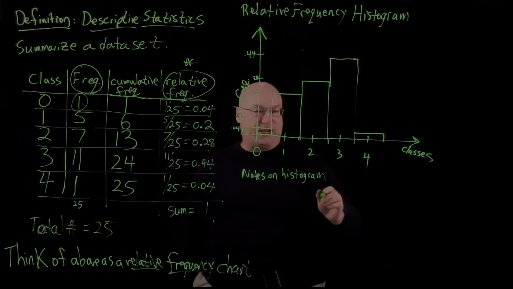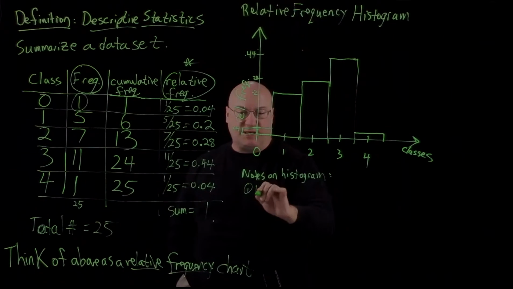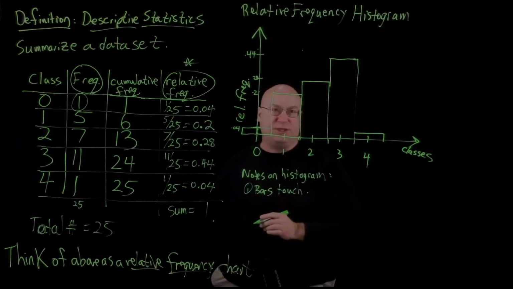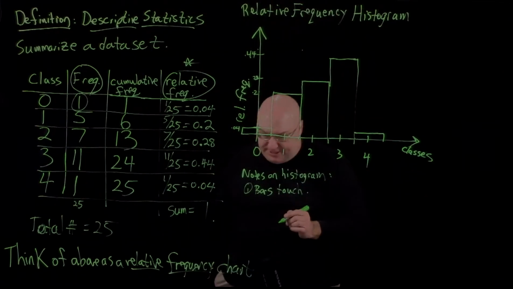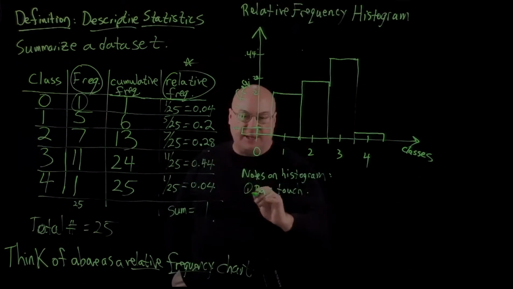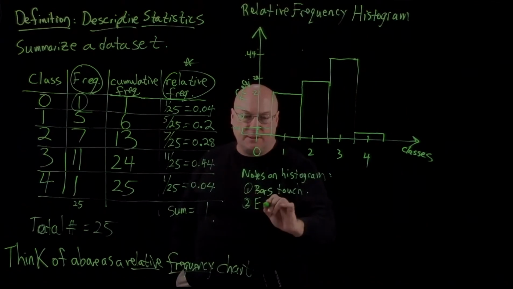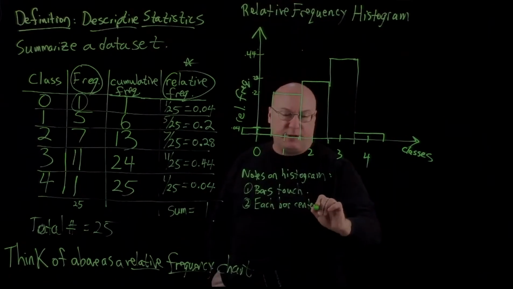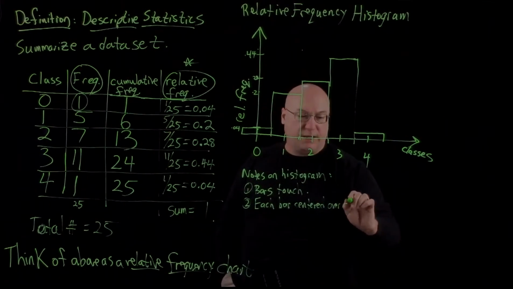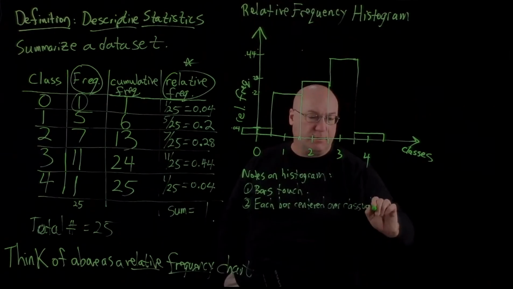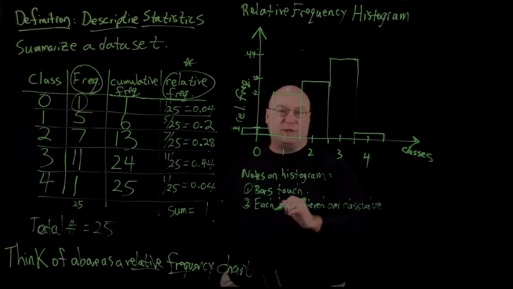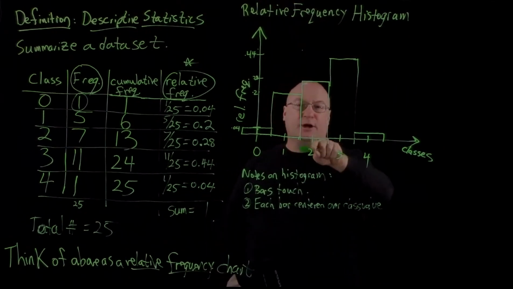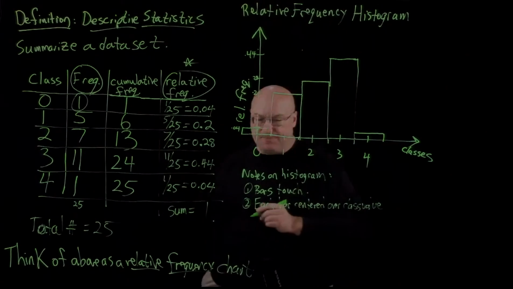The notes on this histogram, I want to point out 2 things. The bars touch. You always want the bars to touch. You don't want spaces between them. Also, each bar is centered over the class value for it, right? So the bar for 2 is centered right over 2. It's supposed to be centered. It's off a little, but the bar for 2 is right above 2.